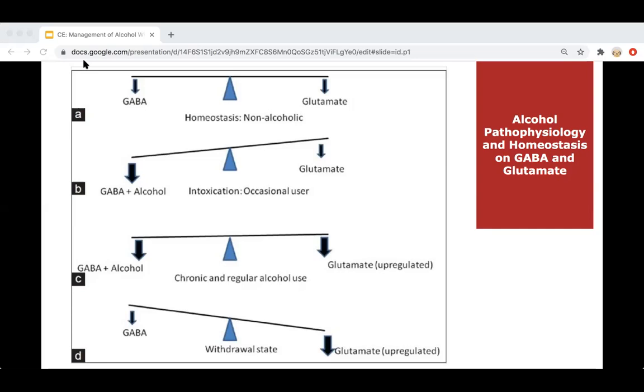Now we have upregulated the glutamate and downregulated the GABA, and this causes a hyperexcitatory state. And this is what can precipitate all the severe side effects of alcohol withdrawal, such as seizures or delirium tremens. So this is really the issue.